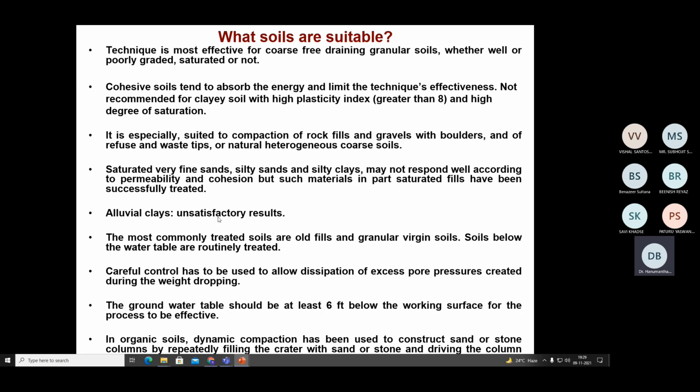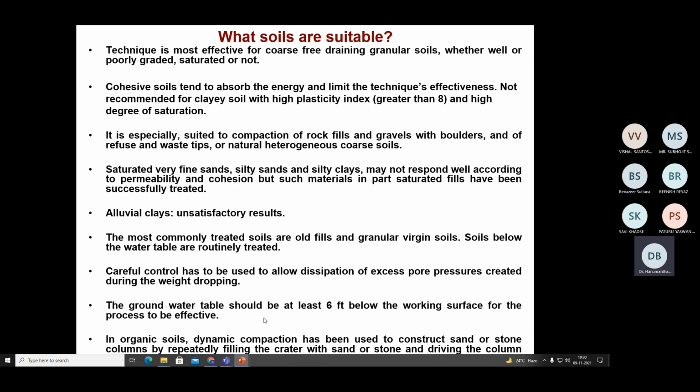Alluvial clays are unsatisfactory, so not recommended. The most commonly treated soils are dumps. These are artificially made fills, simple soil dumps, and granular virgin soils. Soils below the water table are routinely treated, but these should again be granular soils. Careful control has to be used to allow dissipation of the excess pore water pressure created during the weight drop. This dissipation is possible only in the case of fine sands.